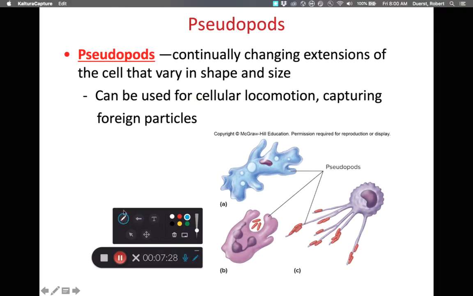Another extension of the cell membrane is the pseudopod. And as we think of a pseudopod, pseudo means false, pod means foot. It's a false foot. And we can think of a pseudopod as an extension of the cell. And usually we associate pseudopods with white blood cells that are engulfing bacteria or foreign particles that don't belong in the body.